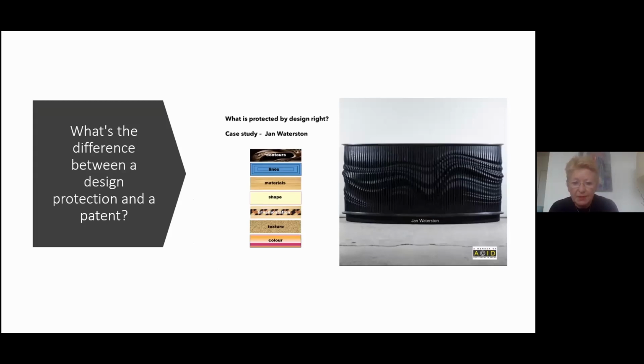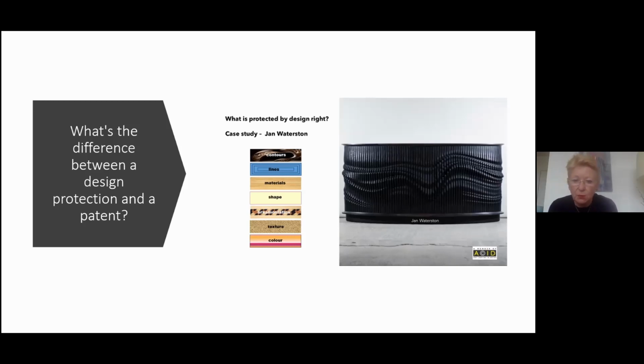In simple terms, it covers the contours. In this, you can see the contours of this design. That can be protected. Lines can be protected. The materials that they're made of can be protected. The shape. If you look at the shape of this, obviously there's a shape, and that shape can be protected.